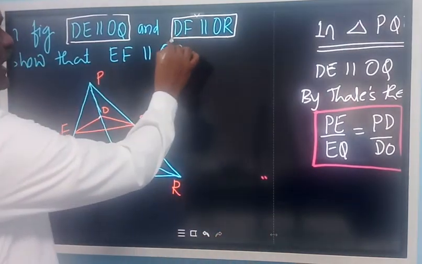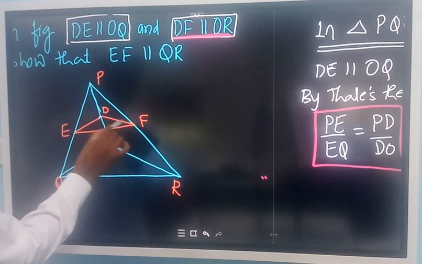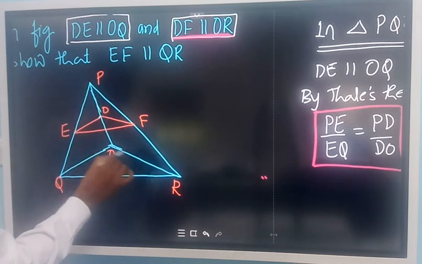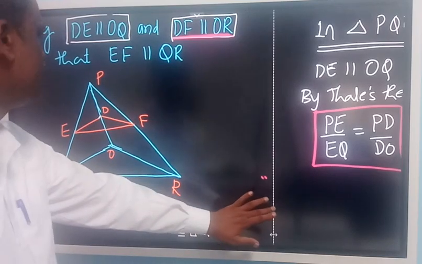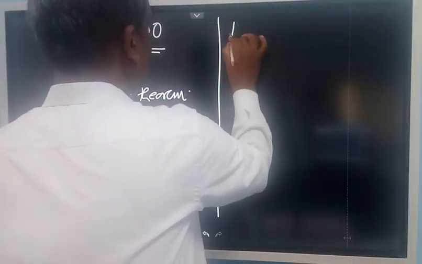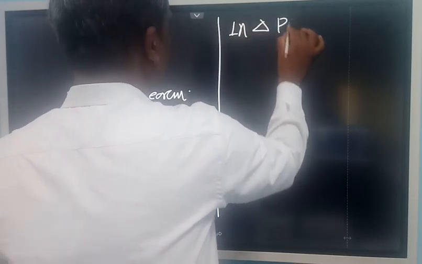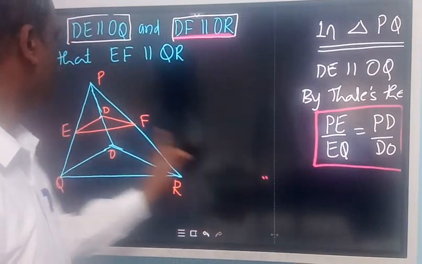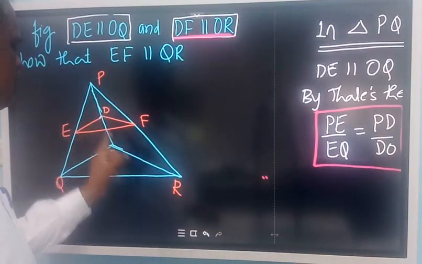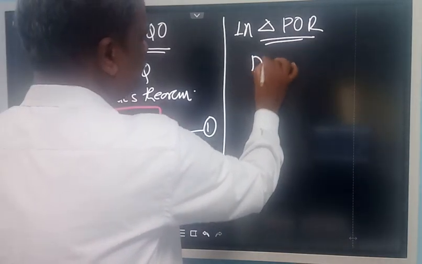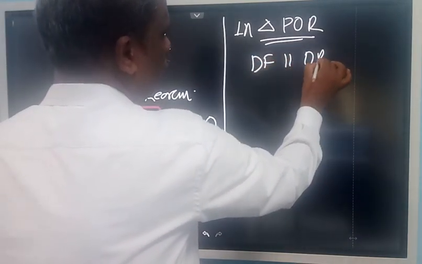Now come to this one, DF parallel to OR. DF is a line parallel to OR in this second triangle. Let us consider the triangle POR. So we have taken the second triangle POR in which DF is parallel to OR.